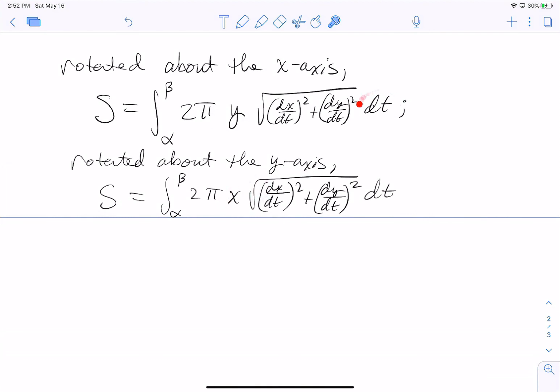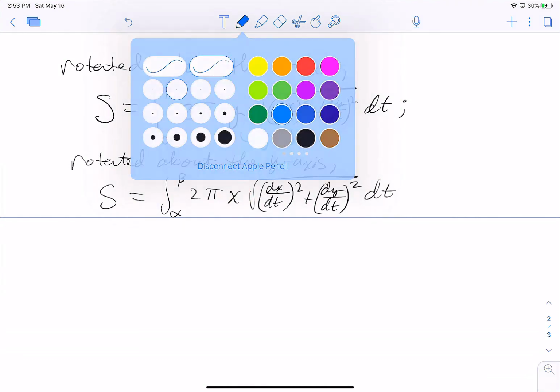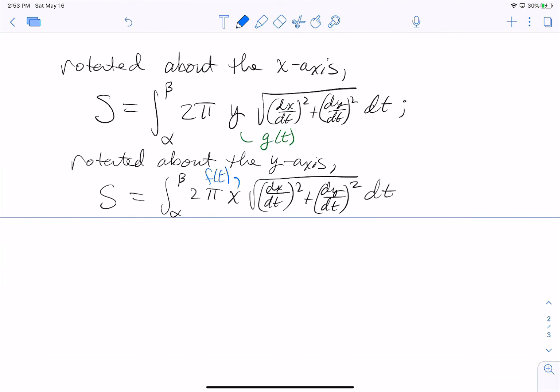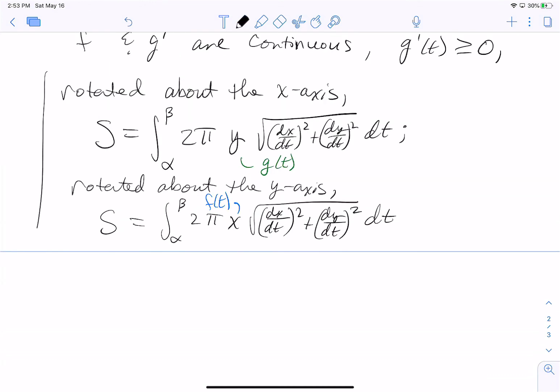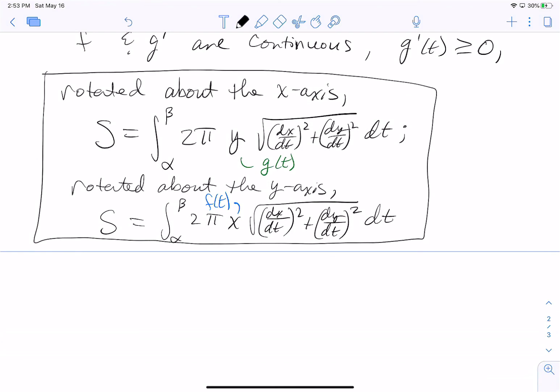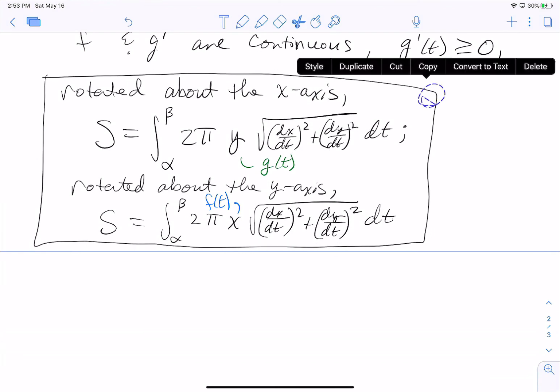Now, of course, since our differential is dt, and this is single variable calculus, our square root is going to have an expression that only involves t. So having this y here is a little bit weird. Remember that y is actually given by g of t. And then for the other formula here where we see an x, remember that x is actually given by f of t. And so we'll only have expressions involving t in our integrals here. And now I'll put this in a box. And the rest of the videos in this section are going to be applying these formulas.